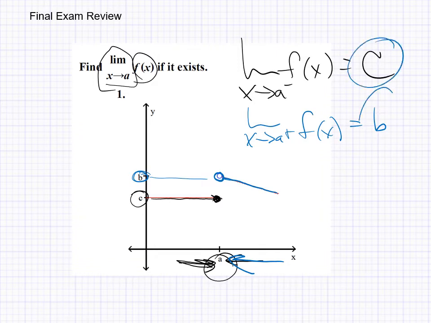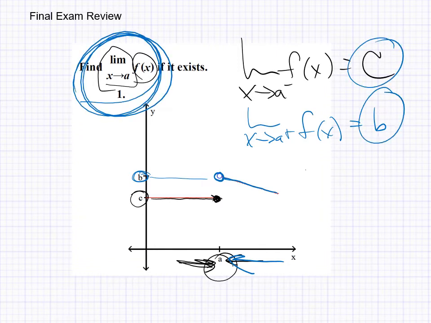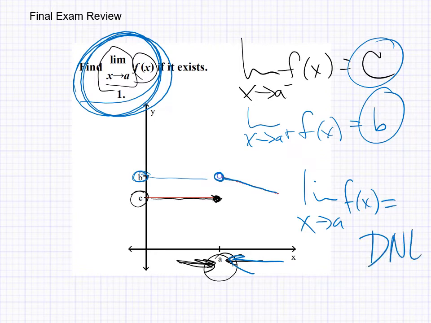So since these are not the same, then we would say that this limit right here, as x approaches a for f of x, does not exist.